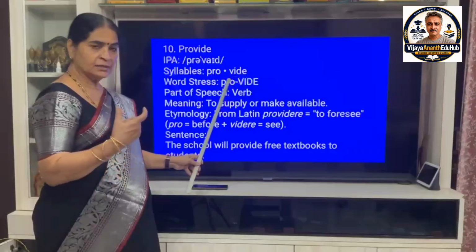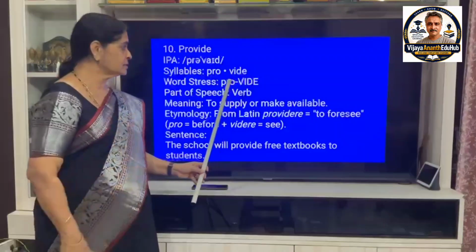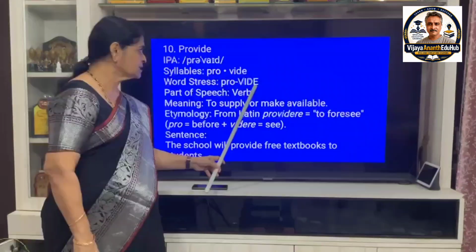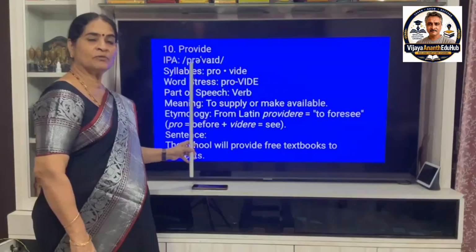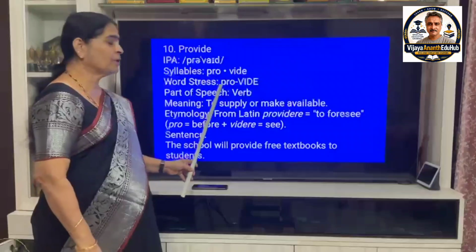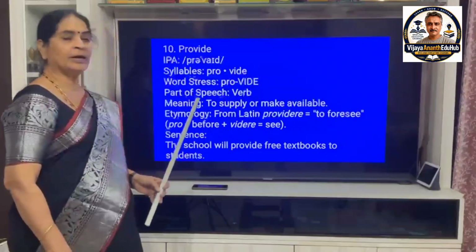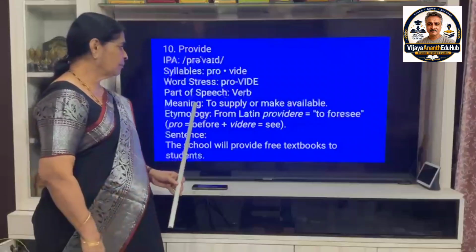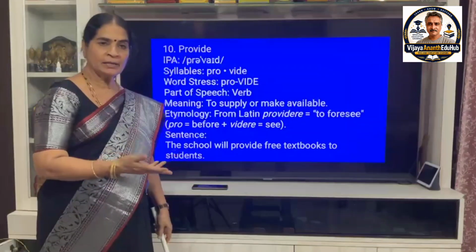The syllables in the spelling of provide can be separated like this. The stress is on the second syllable because we are not giving any stress to this vowel, so that's why it's called a schwa vowel. Provide. And it's a verb, meaning to supply or make available. Providing something means to supply something.